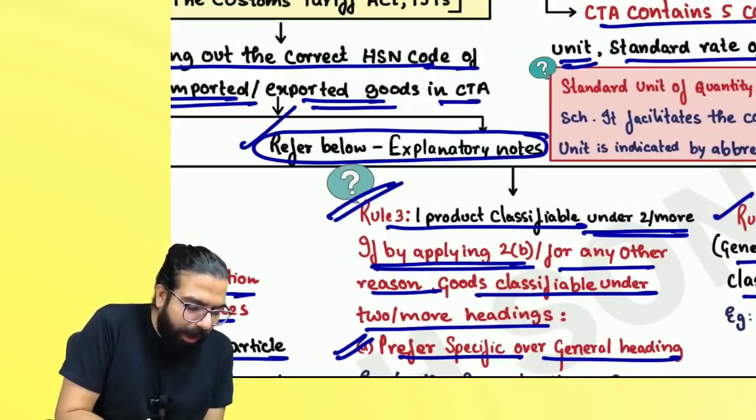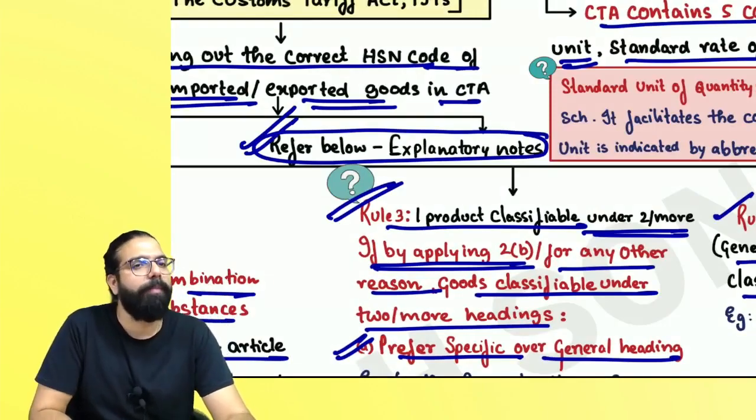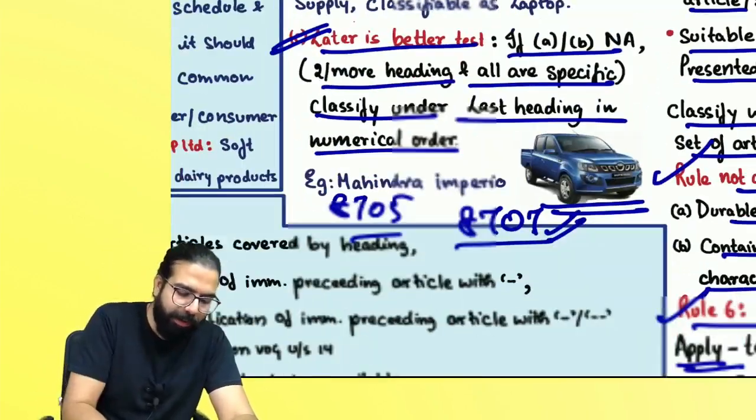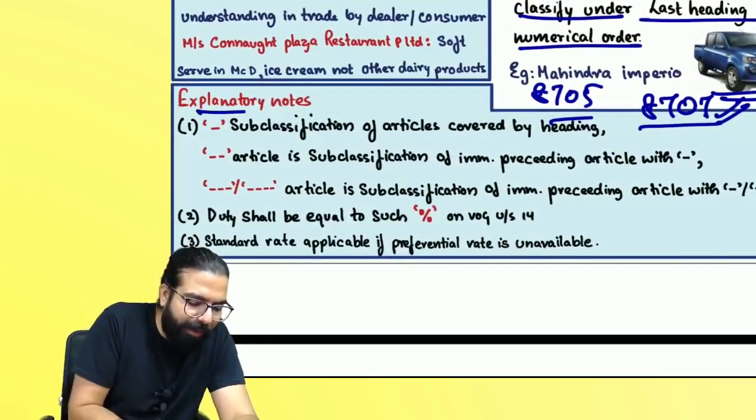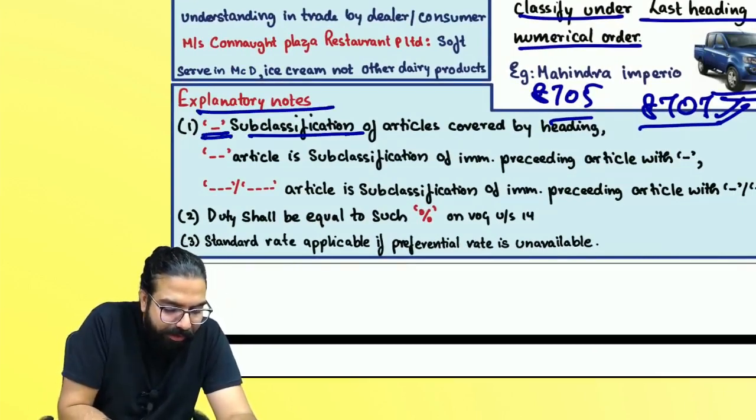Now over here, after the general rules of interpretation, to classify, you also need what, everyone? Explanatory notes. There are 3 explanatory notes. Always remember, whenever you are going ahead and classifying, explanatory note number 1: when they say dash, dash is the sub classification.